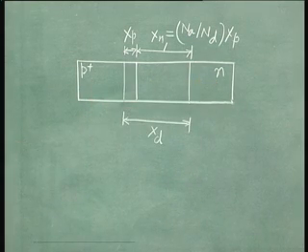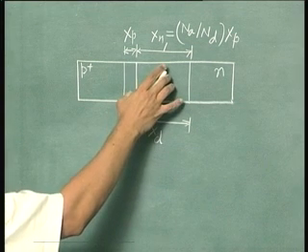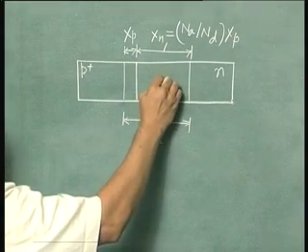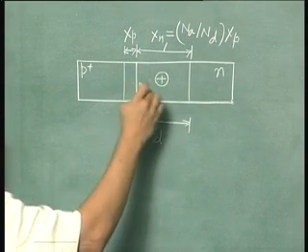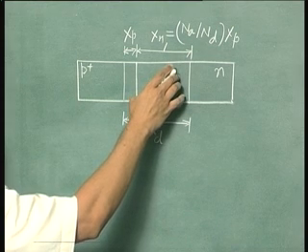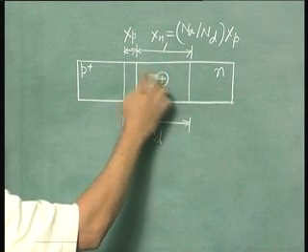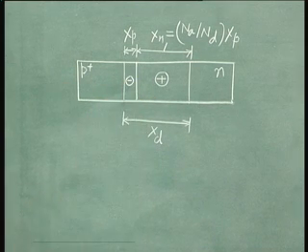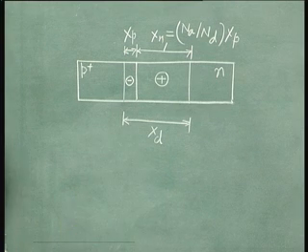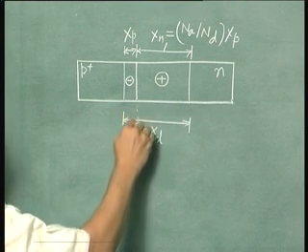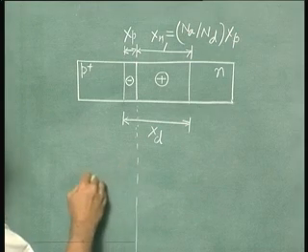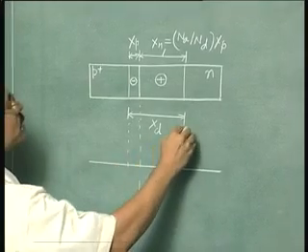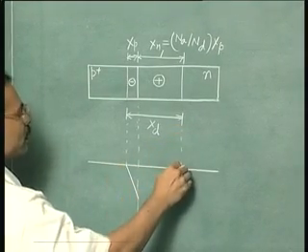Further, our analysis has also shown that this space charge region can be assumed to be completely depleted of free carriers, and therefore a positively charged region here has a space charge given by the ionized donor atoms, and here the space charge is due to ionized acceptor atoms. Now, based on the depletion approximation, which is a very important approximation for equilibrium analysis, we have shown that you can sketch the built-in electric field distribution something like this.